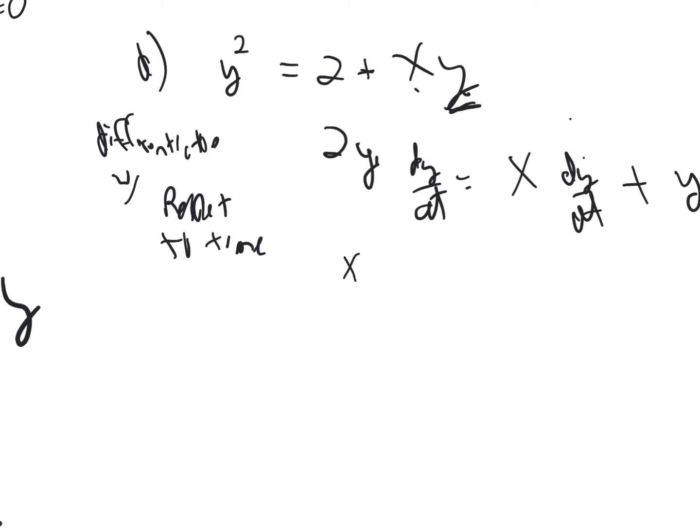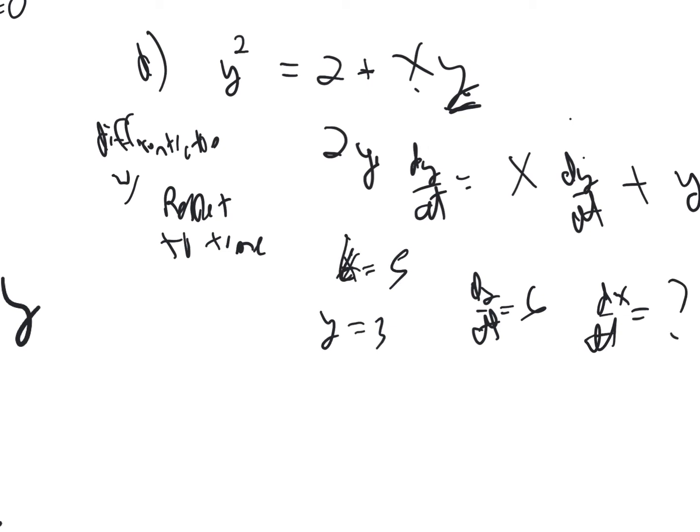He said x will be 5. Well, he didn't say x will be 5, did he? He said time was going to be 5. Yeah, I think that's what he said. Time will be 5, and the value of y will be 3. And he said that dy/dt will be 6. And he says dx/dt will be, we don't know, because we're looking at time is 5. We don't know that. Double check it.